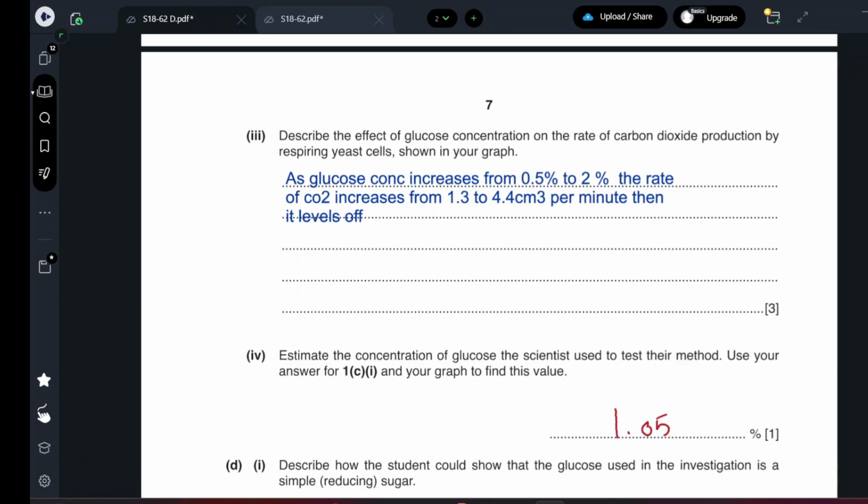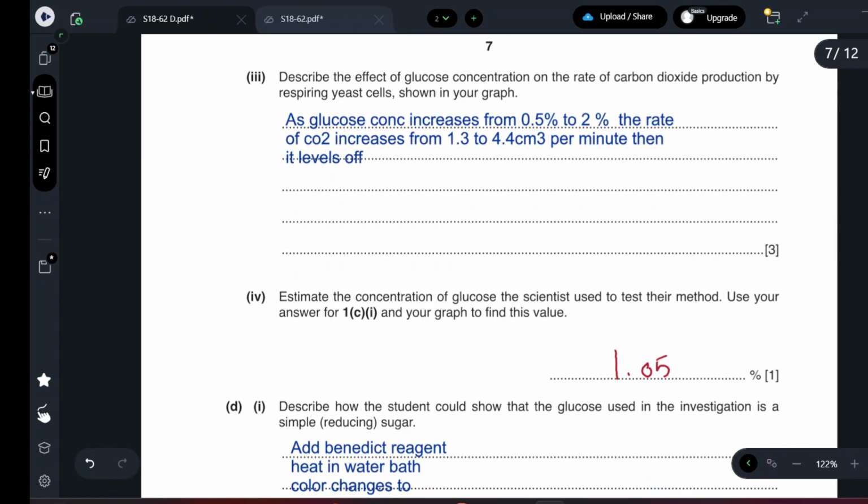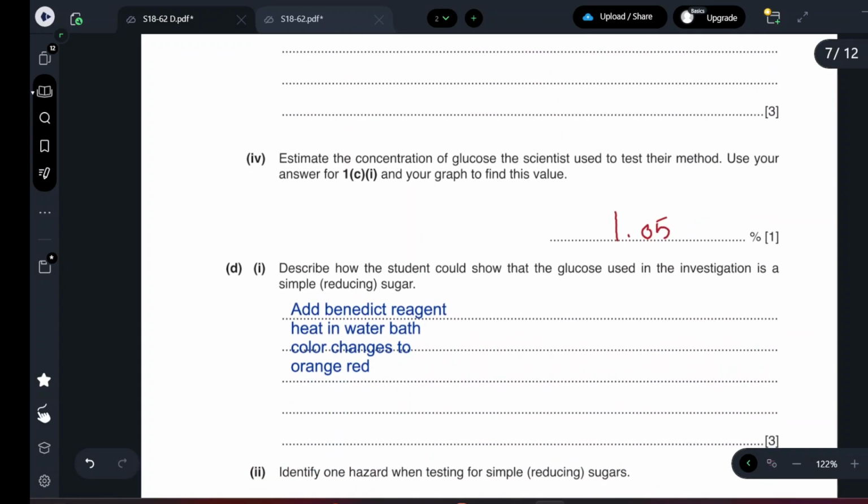How the student could show that glucose is a simple sugar used in this investigation: you will carry out a simple Benedict test. Add Benedict reagent, heat in a water bath. The color will change to orange-red if there is glucose.